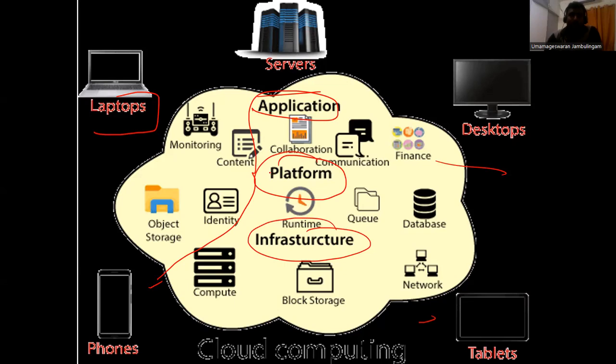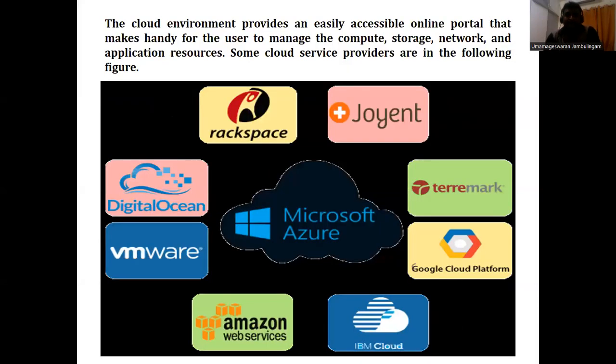So a lot of services will be provided by the cloud service provider, and some cloud service providers are Rackspace, Microsoft Azure, Amazon Web Services, IBM Cloud, and Google Cloud Platform. So you have all the legends of IT. Microsoft is using Azure, Amazon is using Amazon Web Services, and IBM is providing cloud as a VMware cloud service provider, and Rackspace, Joyent, and Google are also providing cloud services.